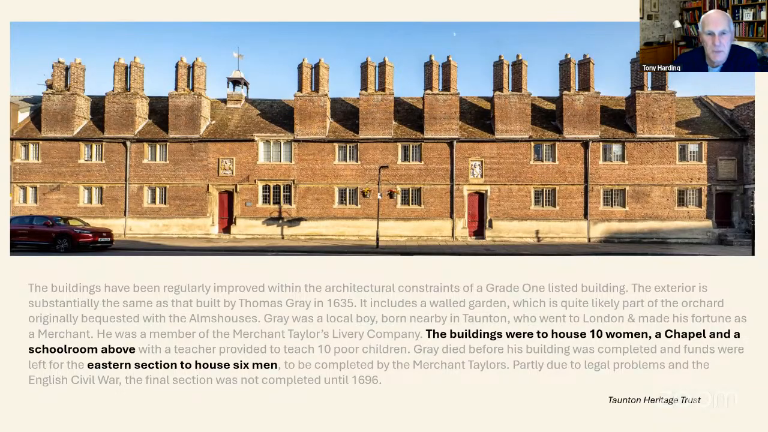In this same piece on the website, it said that the original buildings were to house 10 women, a chapel and schoolroom. Well, if you look over on the right hand end here, we've got 6 pairs, so we've got 12 chimneys, so that could square with 10 rooms plus the schoolroom and the service area. And the eastern section that was built later to house 6 men. Well, over here on this side we've got 6 chimneys, so it does seem to stack up with that building being extended towards the east.